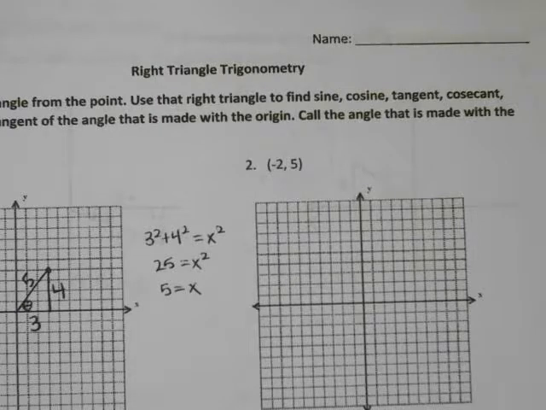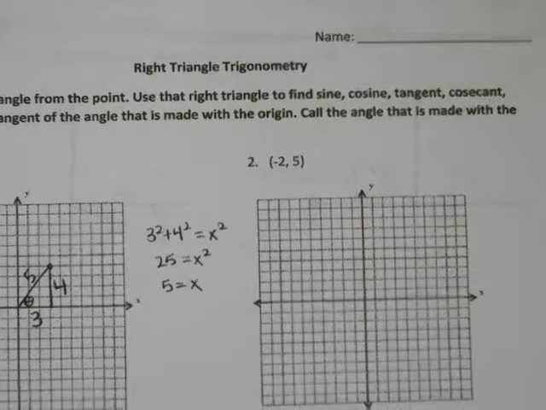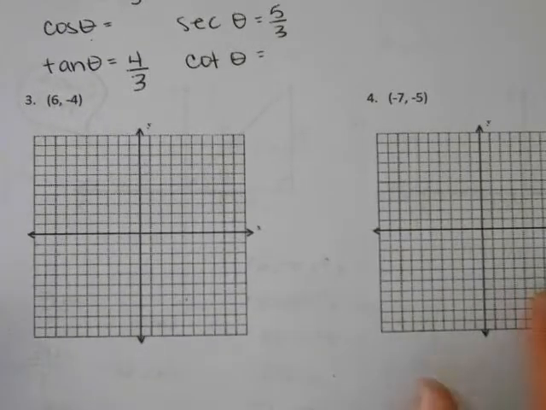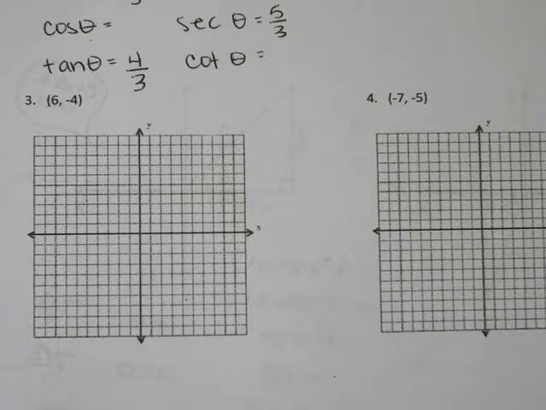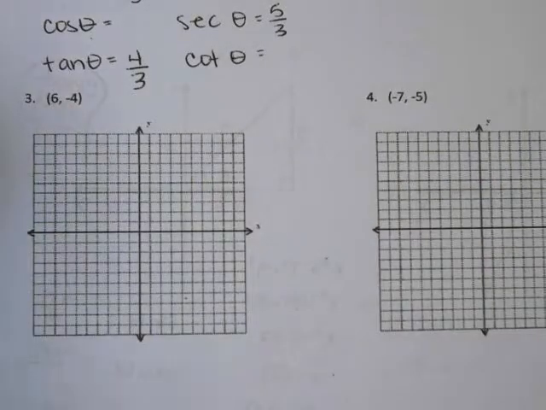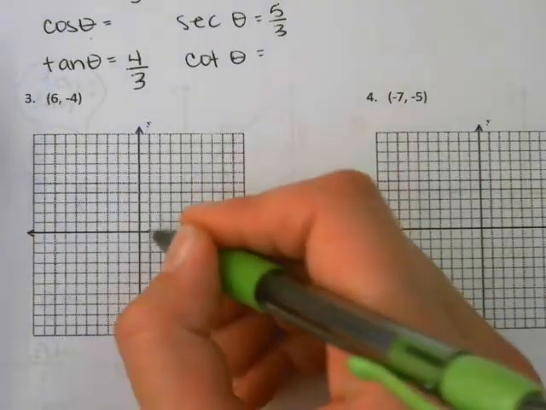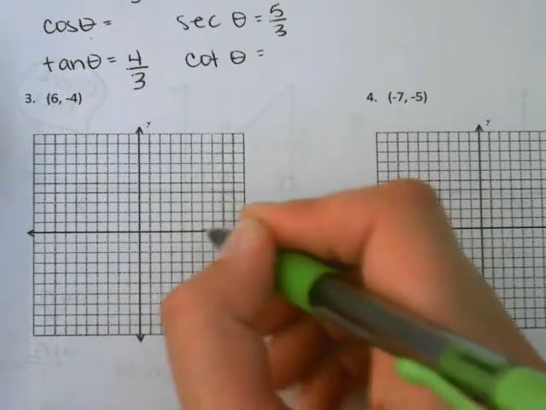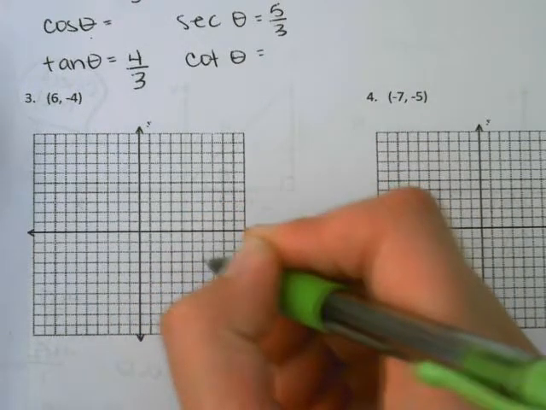And so that side length is going to be considered negative because we went left to do it. So we're going to look at number 3. We're going to do number 3 together. The instructions tell you to draw a right triangle from the point. So the first thing we're going to do is draw the point 6, negative 4. We're going to go to the right 1, 2, 3, 4, 5, 6, down 1, 2, 3, 4.